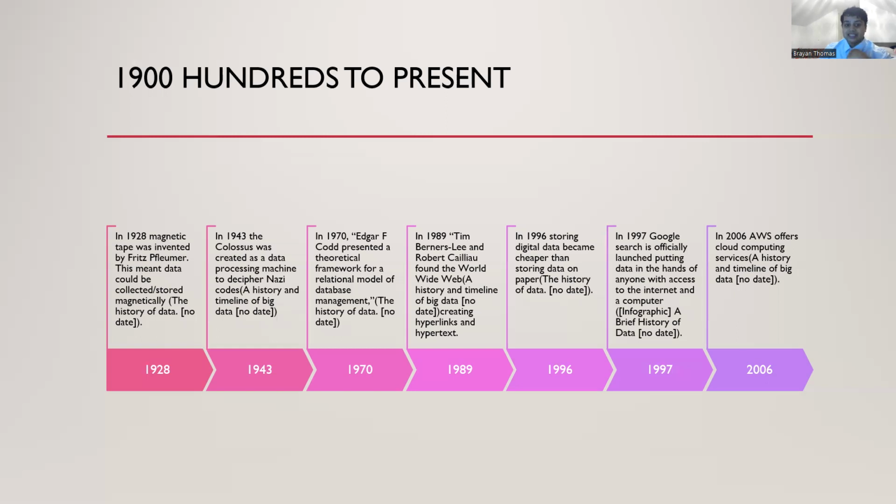In 1997, Google was officially launched. This put data in the hands of anyone with access to the internet and a computer. And in 1999 was when the SD card was invented. And another quick one is in 2005, when the micro SD card was invented. And in 2006, AWS, Amazon Web Services, offered cloud computing services. So that's as far as I'll take my brief history of data.